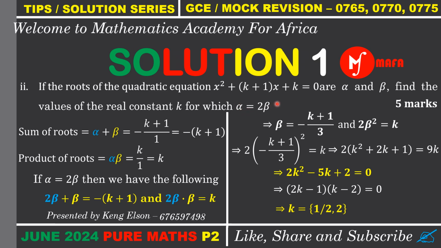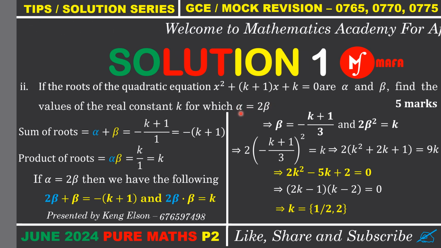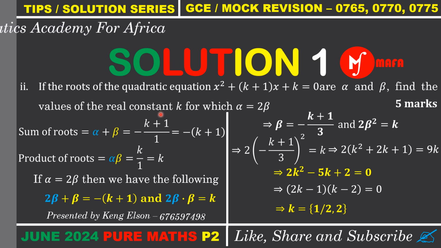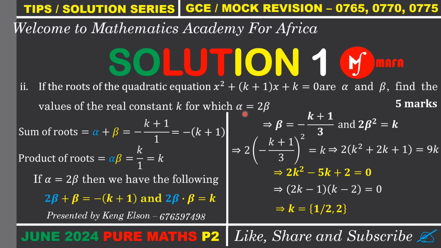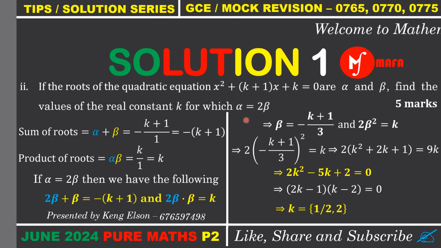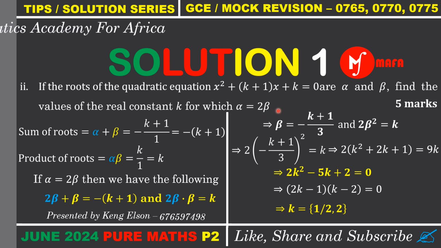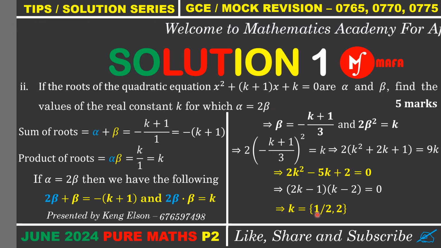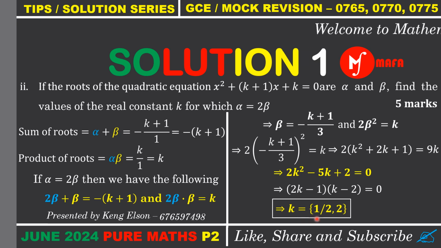Now alpha equal to 2 beta means that one of the roots is double the other. So they could have set this question saying find the values of the real constant k for which one root is double the other. If one root is double the other, we still get back to this condition of alpha equal to 2 beta or beta equal to 2 alpha. So we have two values of k, k equal to half and k equal to 2, for this condition to be met.